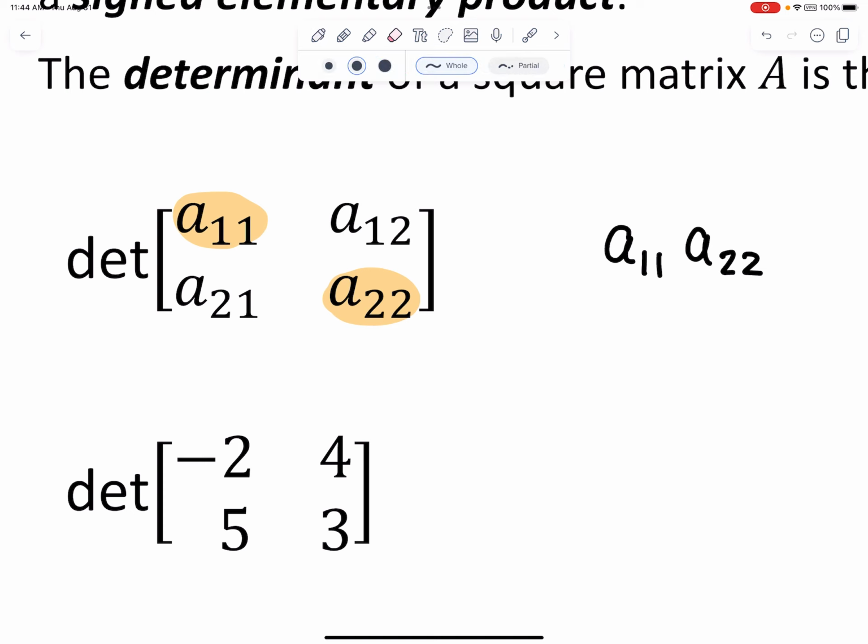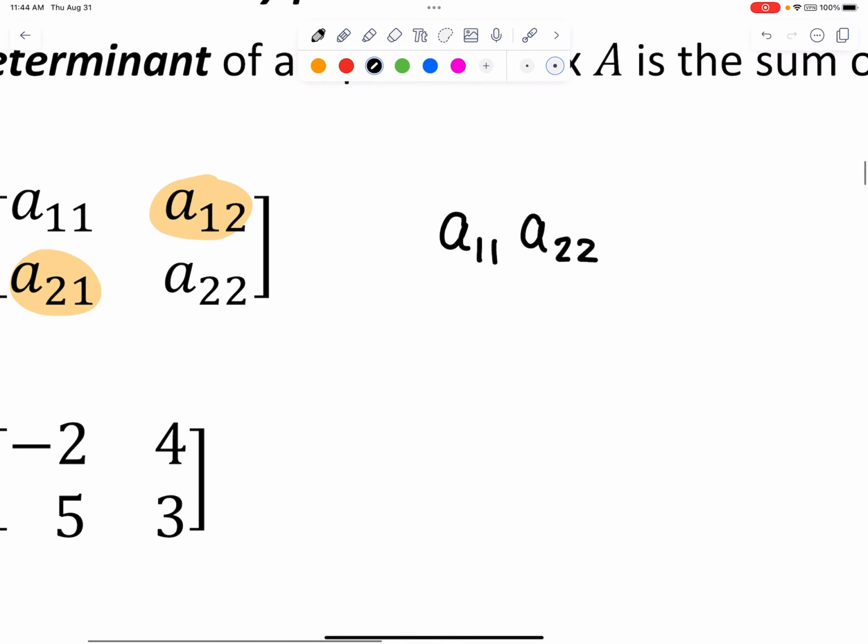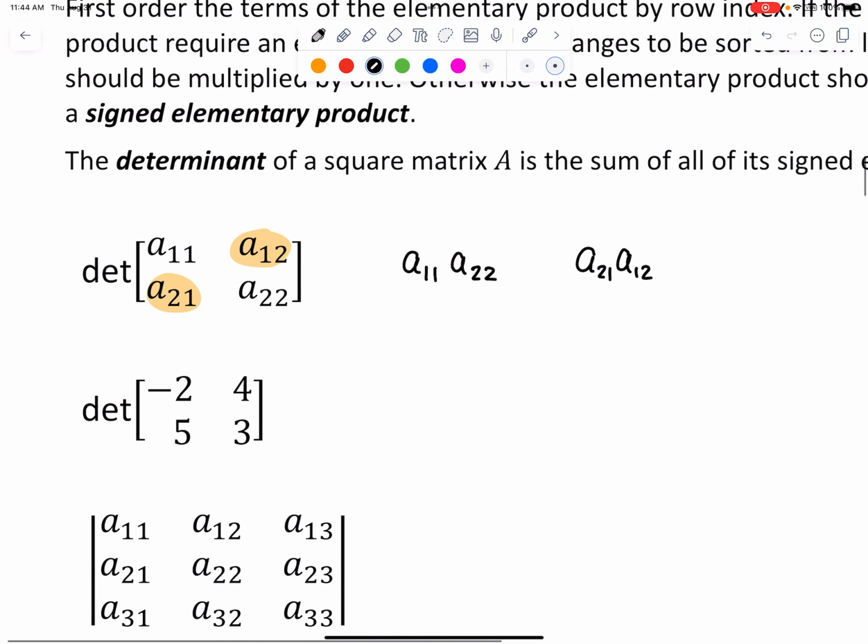The next question is, are there other elementary products of this matrix? The answer is yes. If I involve this entry here, A21, then I must involve a second entry that cannot be in the same row or column as that, so that must be A12. So here's a second elementary product, and I'll write that next to this. These are the only two elementary products of a 2 by 2 matrix.